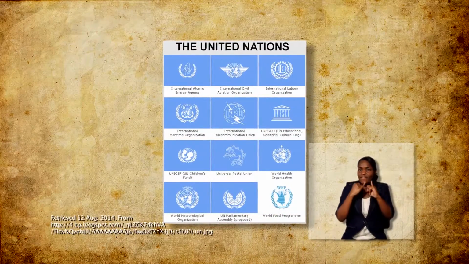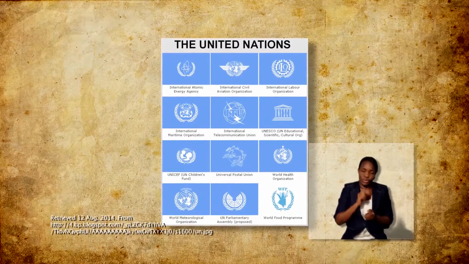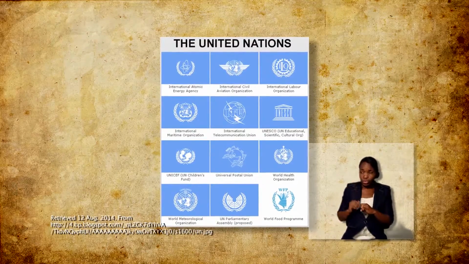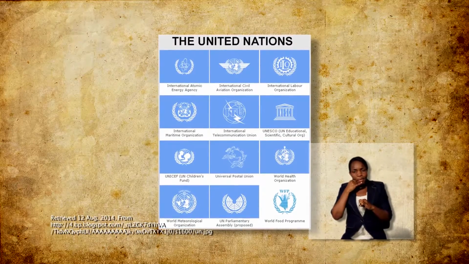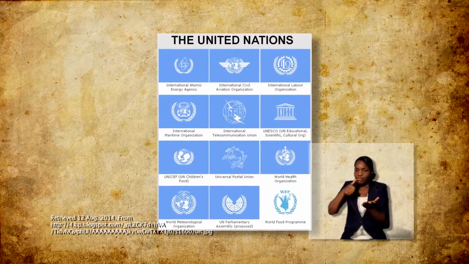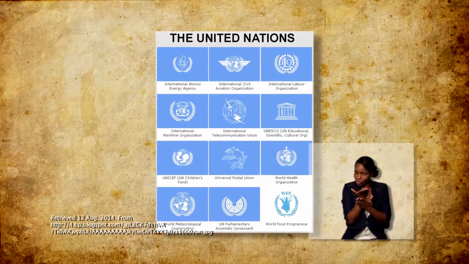Viewers, as we mentioned before, the United Nations organization is huge. There are also the International Civil Aviation Organization for Air Movement Control, the International Maritime Organization for Sea Control, and the International Telecommunication Union and Universal Postal Union, linking all telecommunication services around the globe.